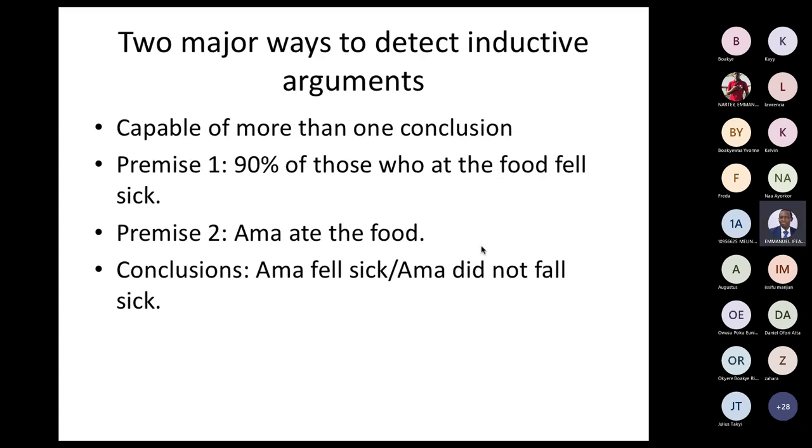Now, there are two major ways to detect inductive arguments. First of all, inductive arguments are capable of more than one conclusion. So premise one, 90% of those who ate the food fell sick. Premise two, Amma ate the food. Conclusion, Amma fell sick. Amma did not fall sick. Two conclusions are possible, and both conclusions are legitimate. They are equally legitimate.